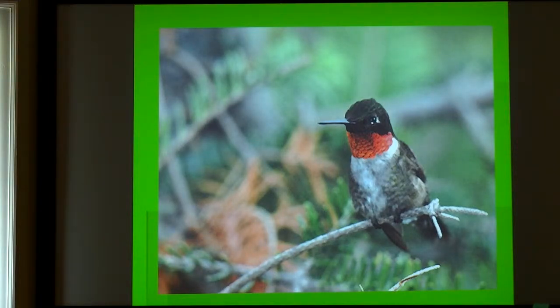How do we know that? We did experiments. How many of you have a hummingbird feeder? How many of you put red colored sugar water in it? Good. Most people don't. You don't need red colored sugar water. Once they find it, they know it's there. Okay? But the red makes it more visible to them.